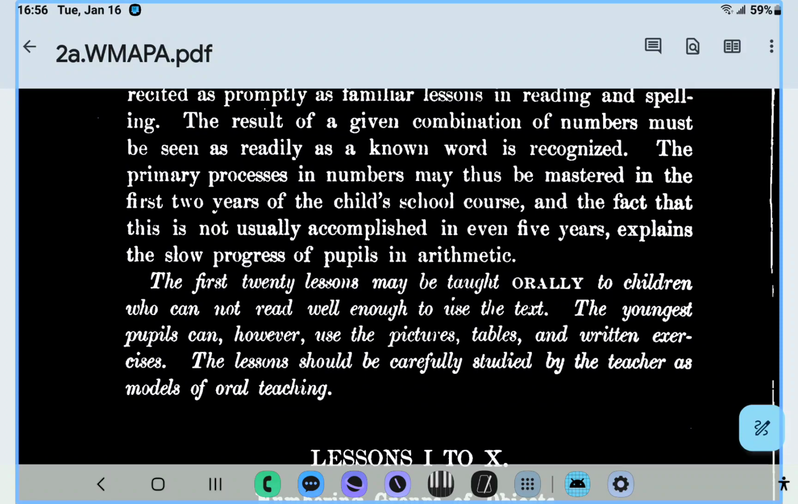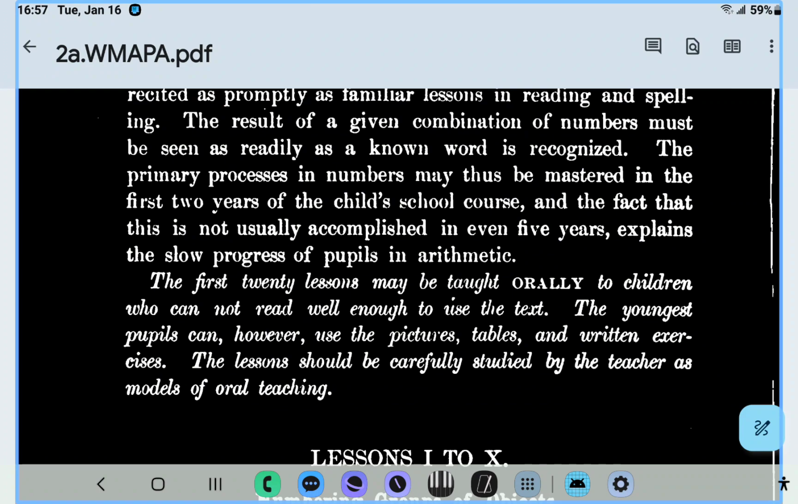The primary processes in numbers may thus be mastered in the first 2 years of the child's school course, and the fact that this is not usually accomplished in even 5 years explains the slow progress of pupils in arithmetic. The first 20 lessons may be taught orally to children who cannot read well enough to use the text. The youngest pupils can, however, use the pictures, tables, and written exercises. The lessons should be carefully studied by the teacher as models of oral teaching.